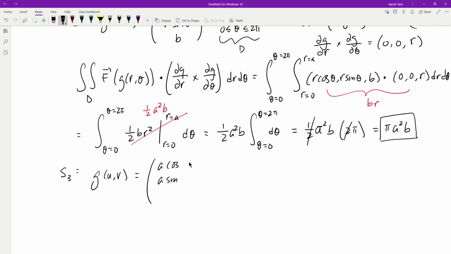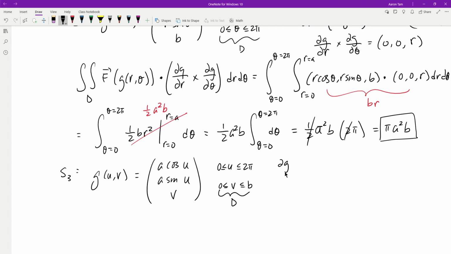I'm going to use u and v, I guess. It technically doesn't matter which one you use, but I'm just going to use u as theta, and then v is the z coordinate. In this case, u would go between 0 and 2 pi, because it has to form one complete circle. v is the z coordinate, and the z coordinate has to go from 0 up to b. So that would be my D in my integral using the parametric representation.